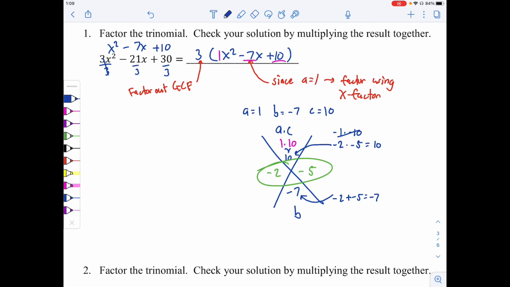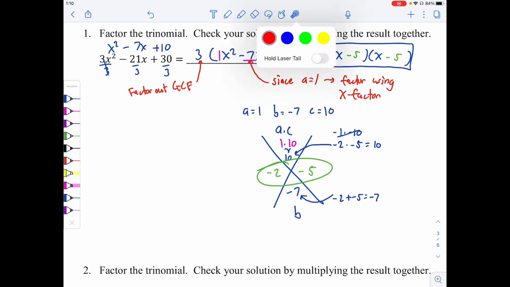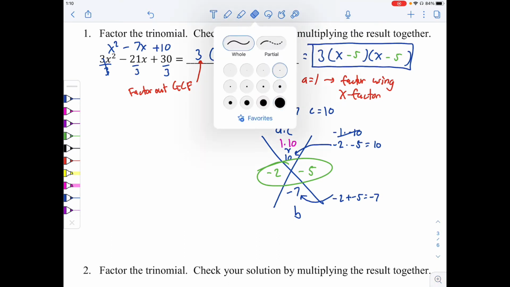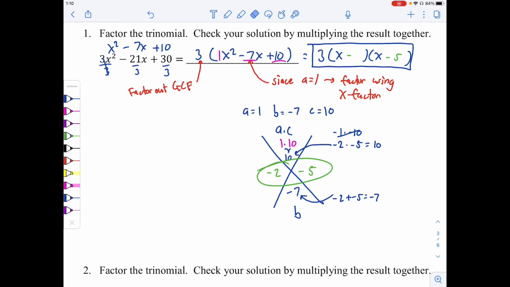And we just write out our factors. Since the 3 is here, this is going to be 3 and then two parentheses because we factored that. And then we got x, and our two factors were negative 2 and negative 5. So x minus 2, x minus 5, and this is our solution right here. Oh, I wrote the wrong number. That's a negative 2. So x minus 2 times x minus 5.